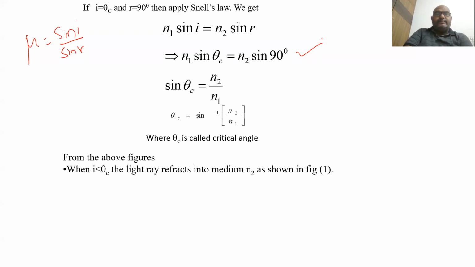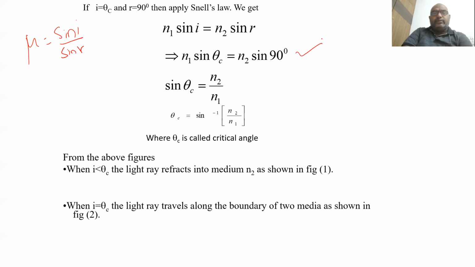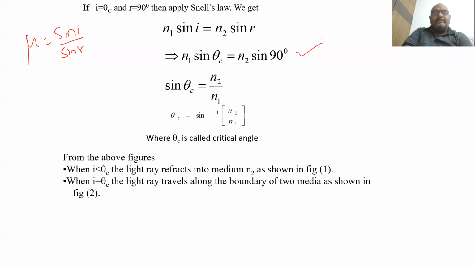From the diagram, when the incident angle is less than the critical angle, the light ray refracts into medium N2. When I is equal to theta C, the light ray travels along the boundary of the two media, that is diagram 2.